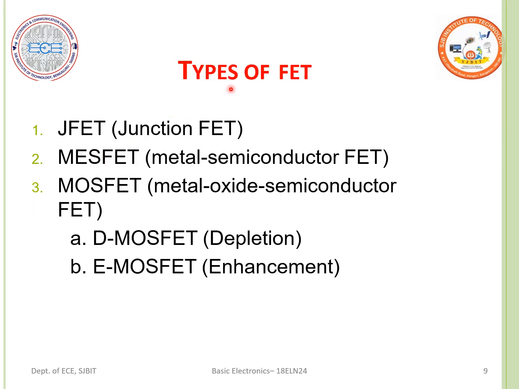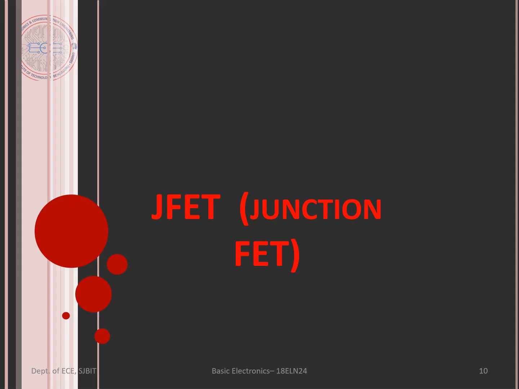Let us look into the different kinds of FET. Field effect transistors can occur as JFET, which is the junction field effect transistor; MESFET, the metal semiconductor field effect transistor; and MOSFET, the metal oxide semiconductor field effect transistor, which is of two kinds: D MOSFET, the depletion type, and E MOSFET, the enhancement type. So these are the types of FETs.